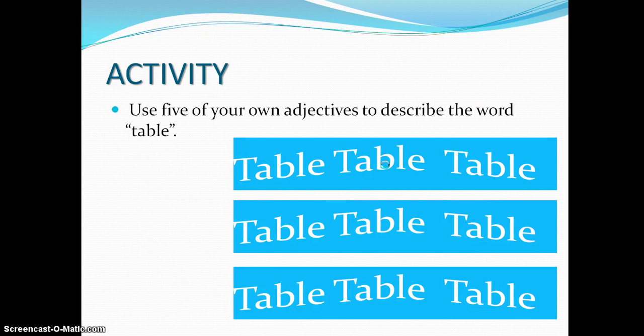Now this is the activity you will do. With your own adjectives, you're going to describe the word table. You will describe the word table using 5 adjectives you know. Remember, you can make the adjectives of size, adjectives of color, adjectives of nature, or source, or number. Do not use the same type all round, okay?